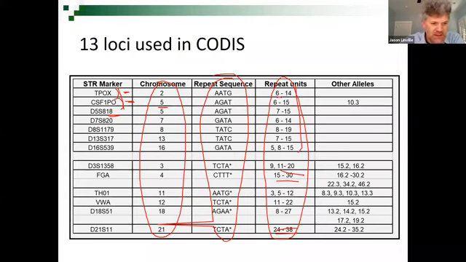Okay, so Daphne asks, does everyone have the same order of base pairs in the location studied, or is it different for everyone? That's a very good question. In some of these, like for TPOX, everybody has AATG, okay? It's AATG, AATG. It's just a different number.